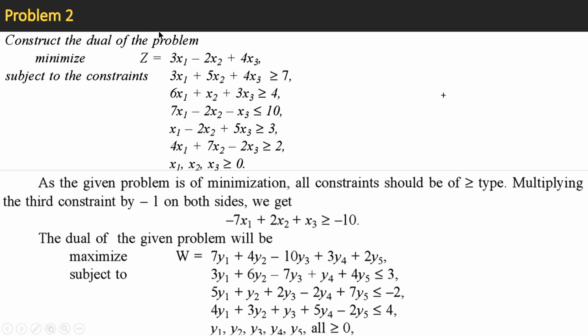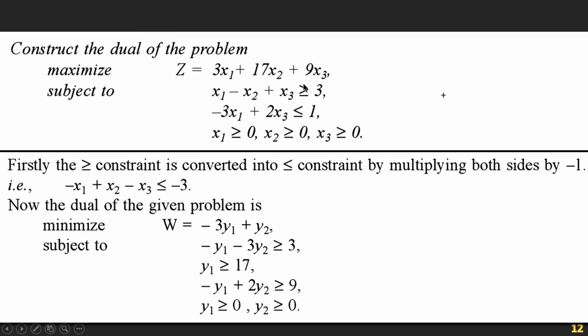Okay, so this 3 2 and 4 came here as 3. This 3 2 and 4, so it is minus 2, so this will be minus 2, correct? Similarly this is 7 4 and now this is minus 10, so 7 4 minus 10 and 3 and 2, so this is how we can convert.